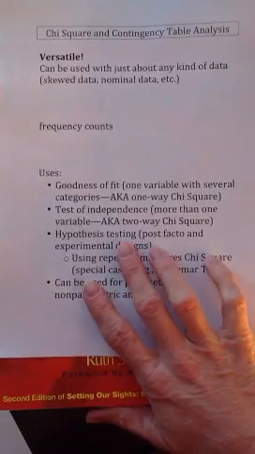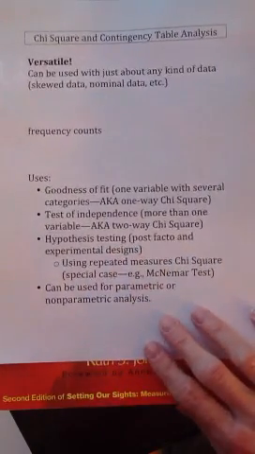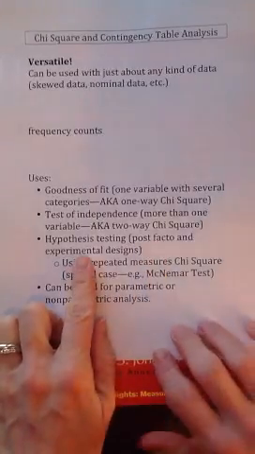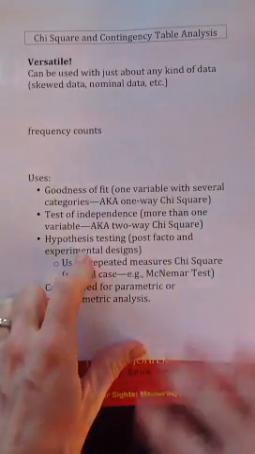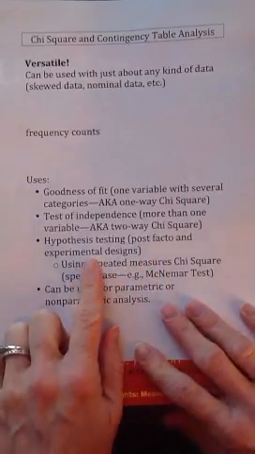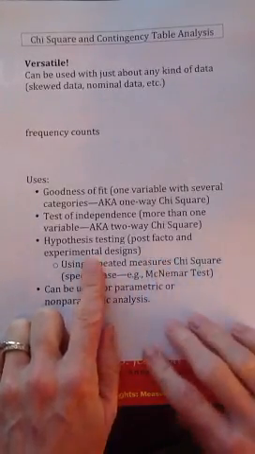Also, another nice thing about chi-square is it can be used for hypothesis testing both in post facto and experimental designs. If you recall, ANOVA, for example, is really only used in post facto research designs, but chi-square can be used in both post facto and experimental designs.